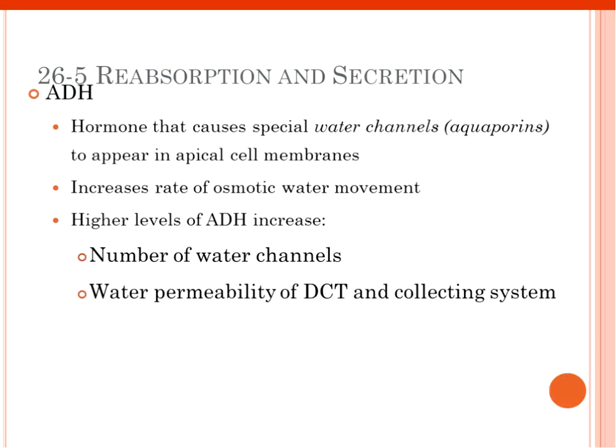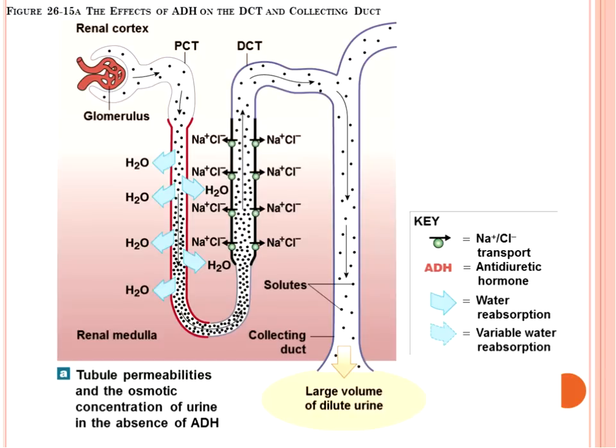So antidiuretic hormone, the way that it works is that it causes aquaporins to appear in the cell membranes, so it increases the rate of water absorption or water movement. The more antidiuretic hormone you have released, the more water channels are going to be produced, and the water permeability of the distal convoluted tubule and the collecting ducts is going to increase. So the more antidiuretic hormone you have, the more concentrated and the lower the volume of urine you're going to have. The less antidiuretic hormone, the opposite.